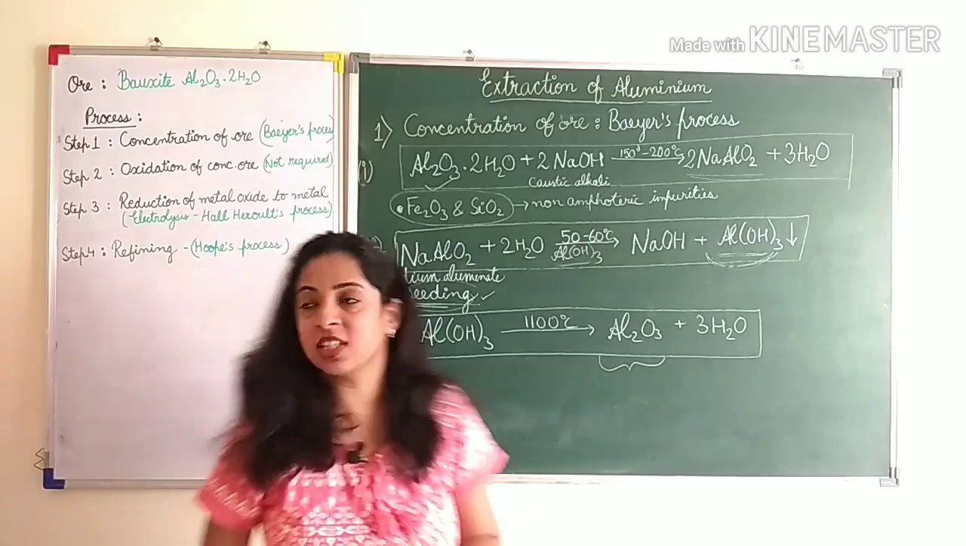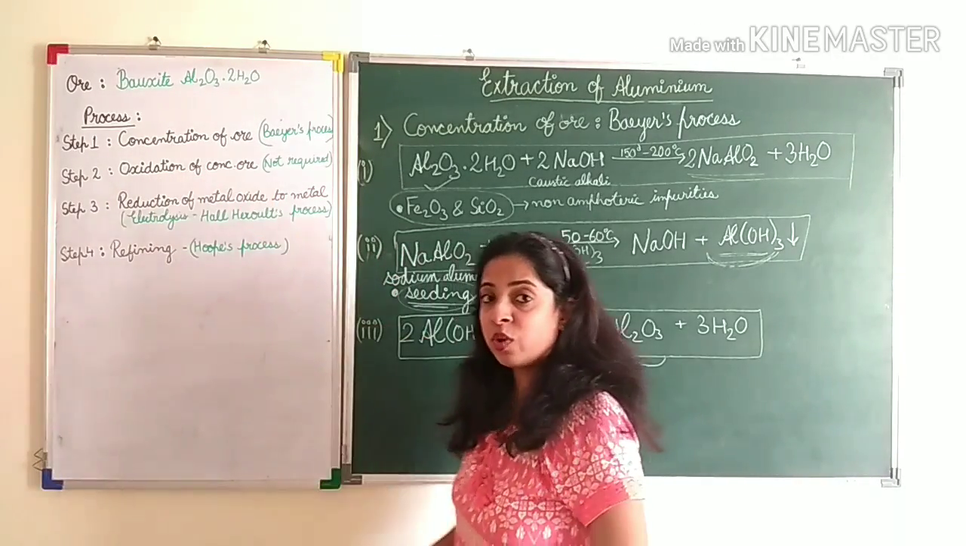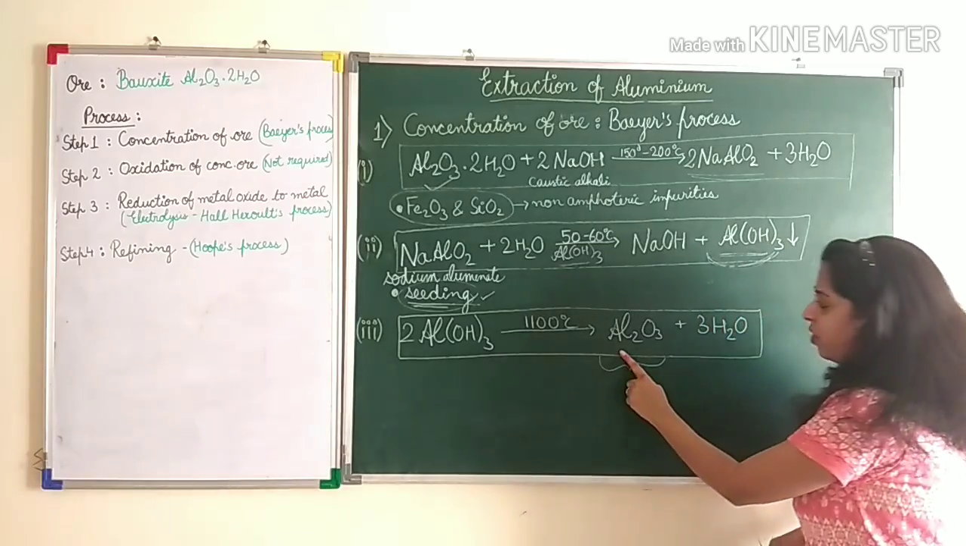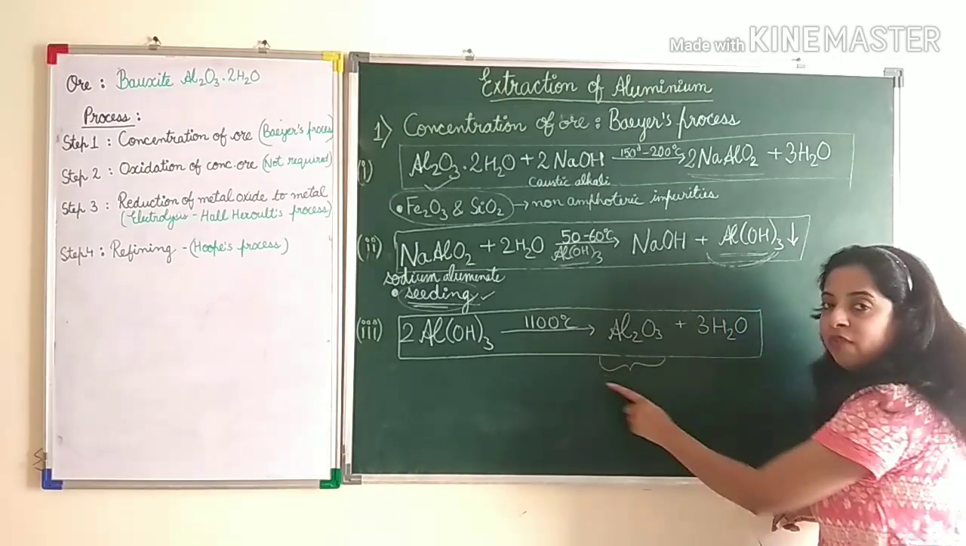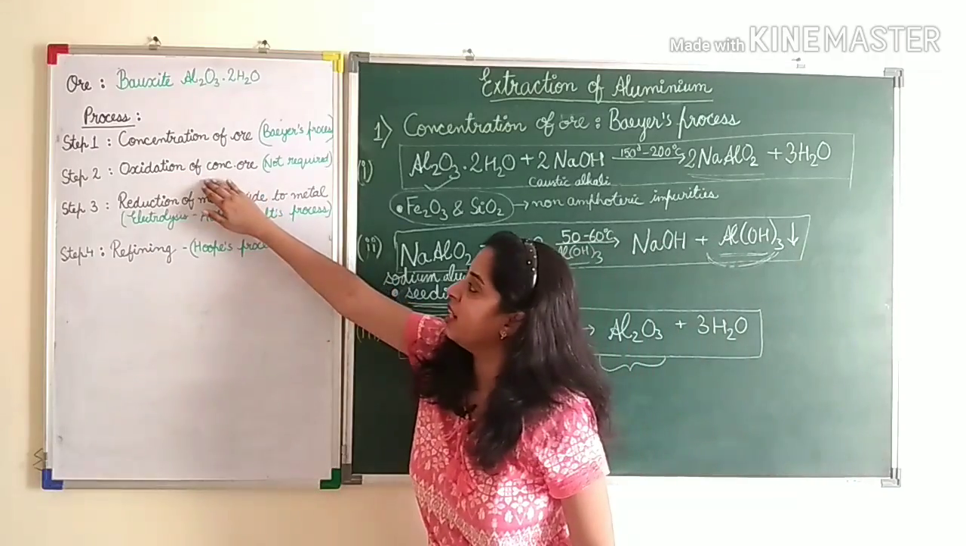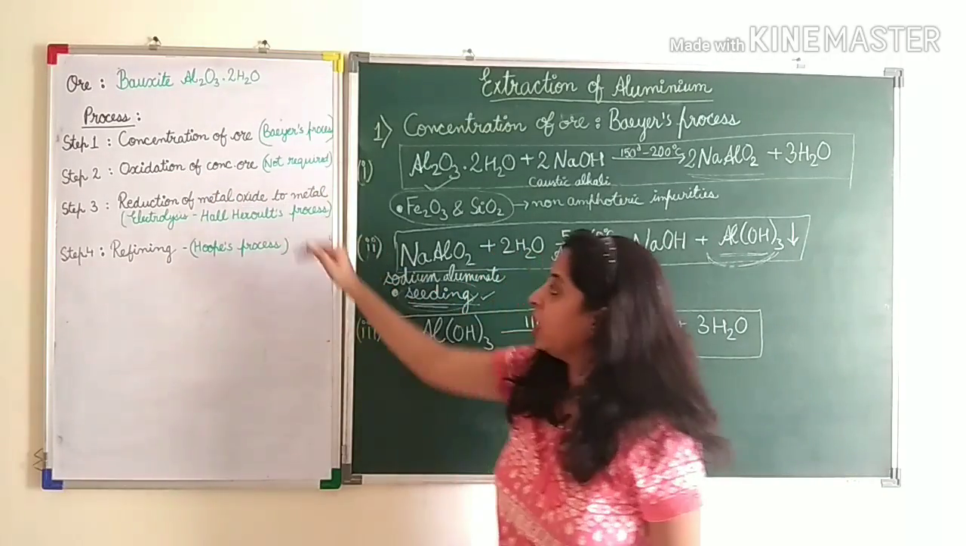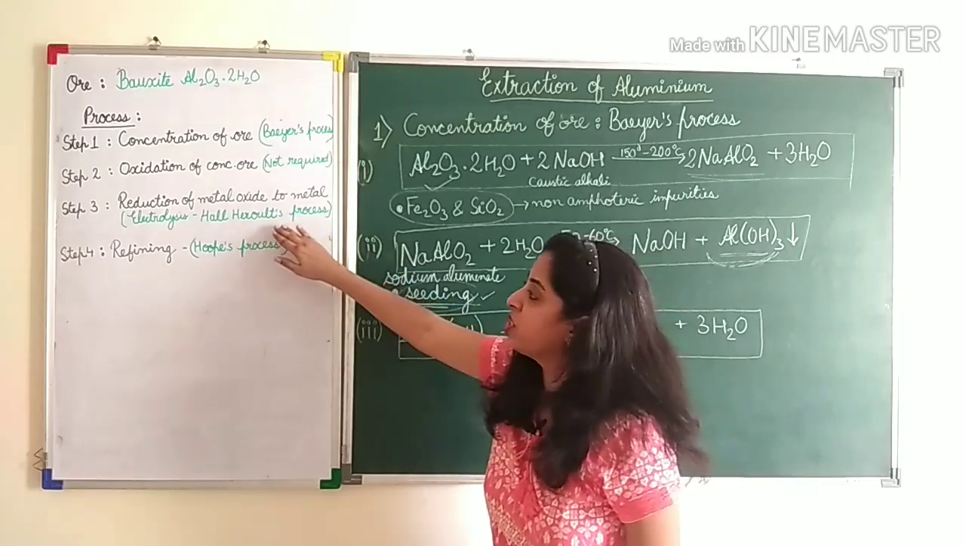Now next, the second process is oxidation of concentrated ore. Now students, if you see here, we have got the metal in the oxide form itself. So there is no need to do oxidation. So our second step, that is oxidation of concentrated ore, is eliminated here. Now we directly go on to step 3.